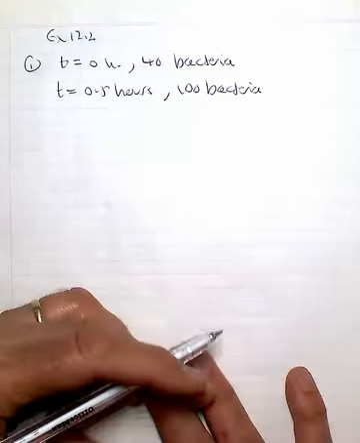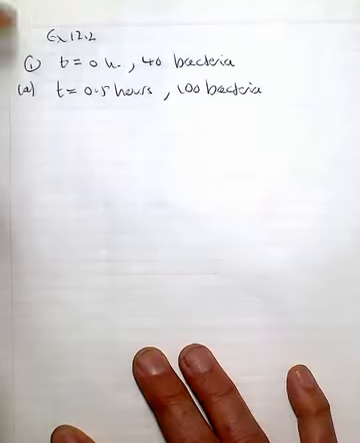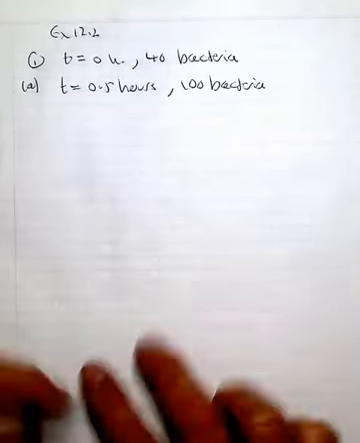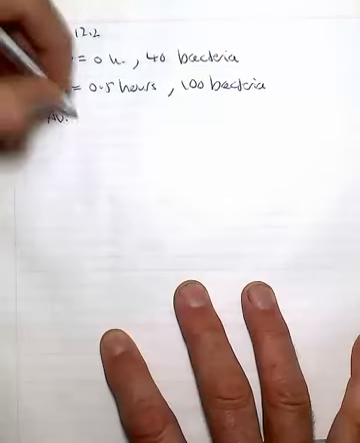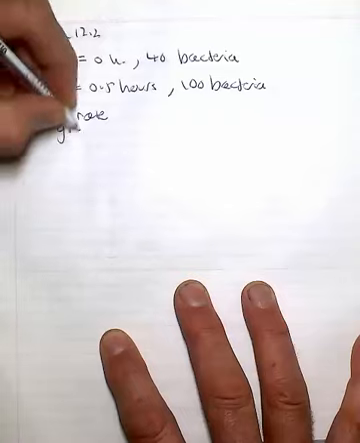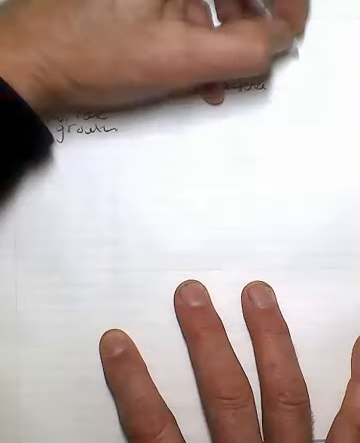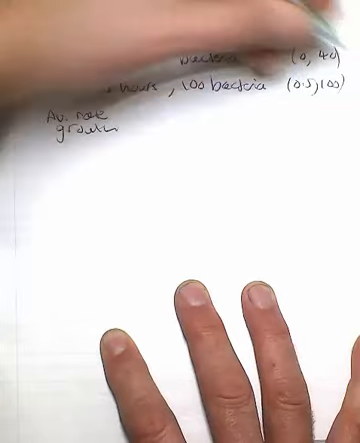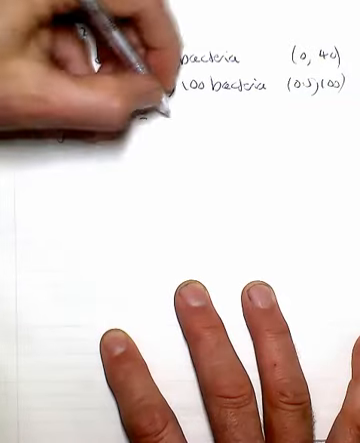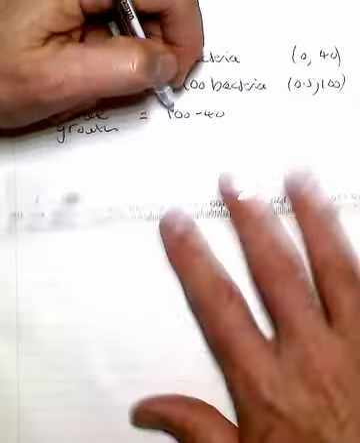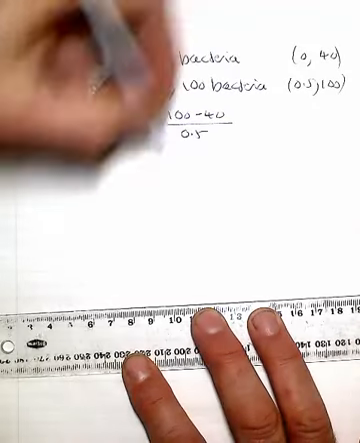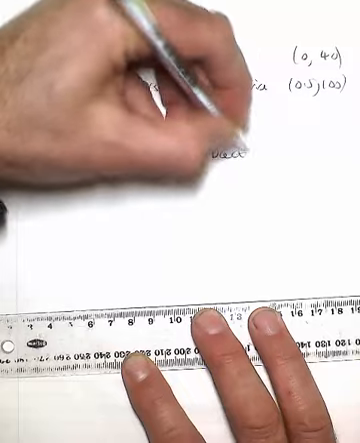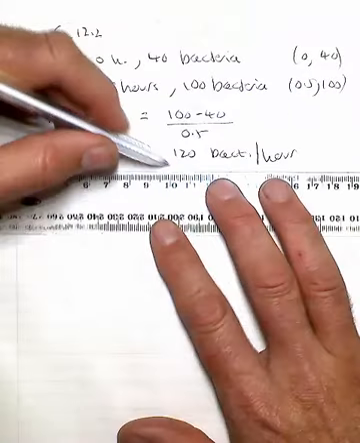In exercise 12.2 number 1a, you're given information about bacteria at time 0 and then half an hour later. Now the average rate of growth, because we're really just dealing with 2 points, 40 and 100 at 0.5, can be calculated readily. 100 take 40 divided by 0.5 there, and that will give me 120 bacteria per hour increase.